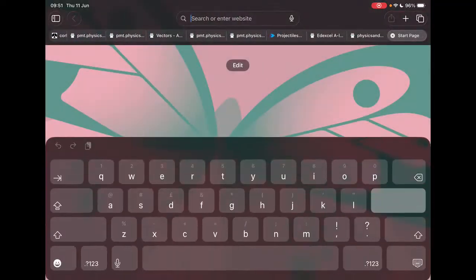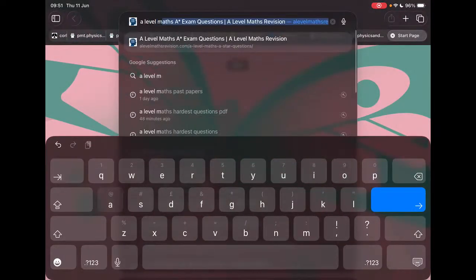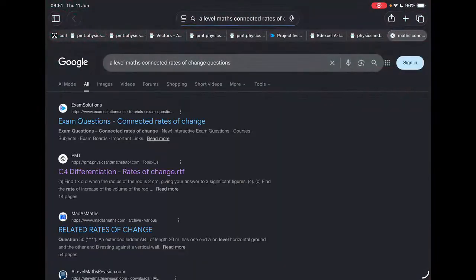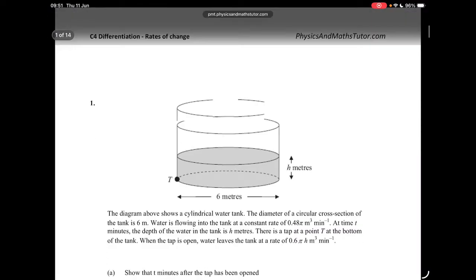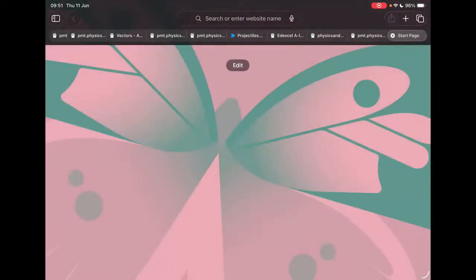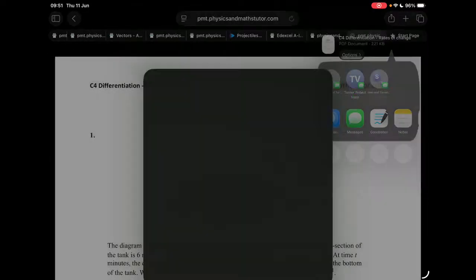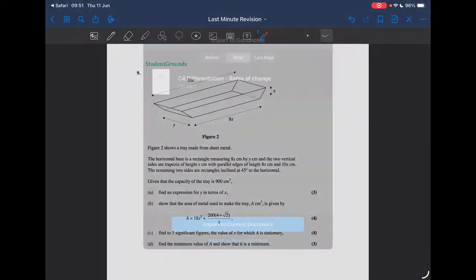Let's load this up. A-level maths, connected rates of change. Yeah, nice. What have we got to go in there? We'll whack this in the book. Have a little go.